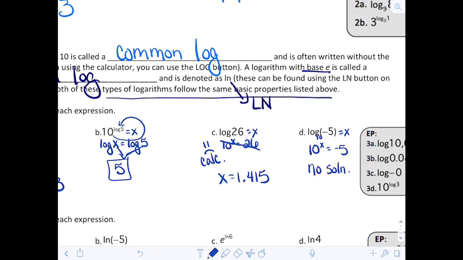If you think about it, there is nothing I can plug in for x that will give me a negative number. If I plug in a negative value, all it does is make it a fraction. It doesn't truly change the sign of the number. So you may remember this, you can't take the log, common or natural, of a negative number.